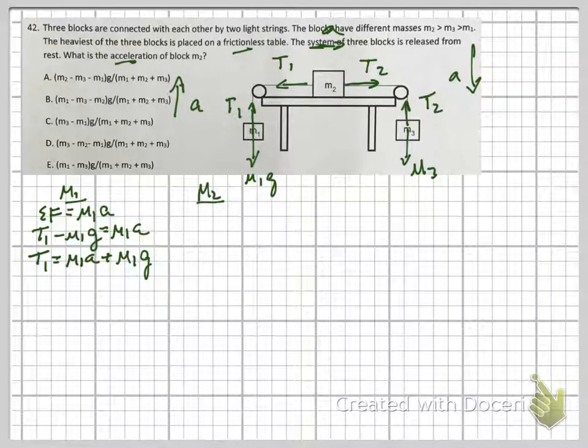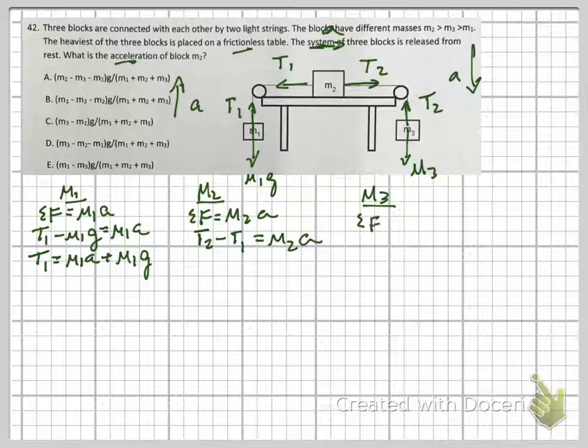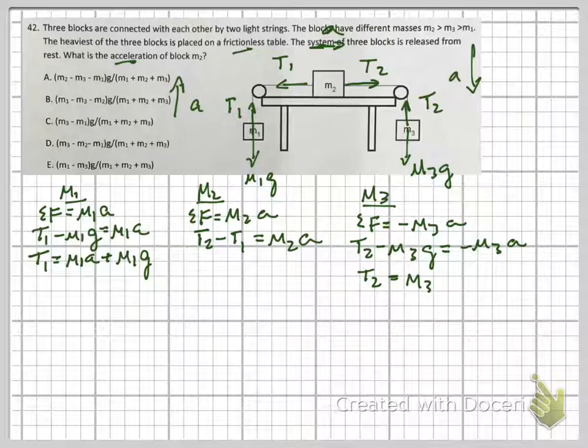For mass 2, we have the summation of forces equals M2A. In this case, we have T2 minus T1 equals M2A. For the third mass, we have the summation of forces equals negative M3A. Tension 2 minus M3G equals negative M3A, or tension 2 equals M3G minus M3A.